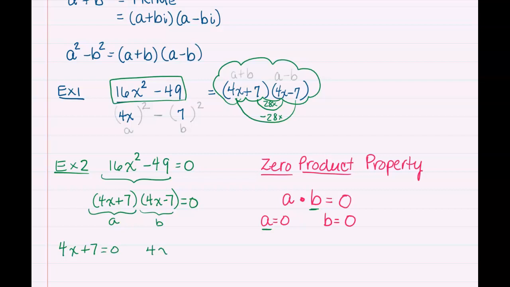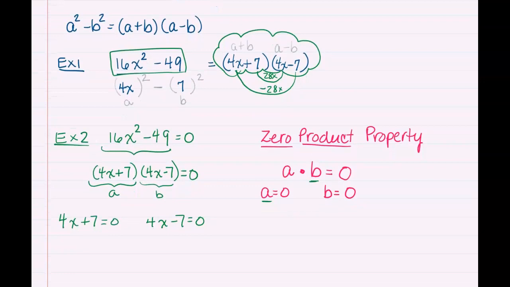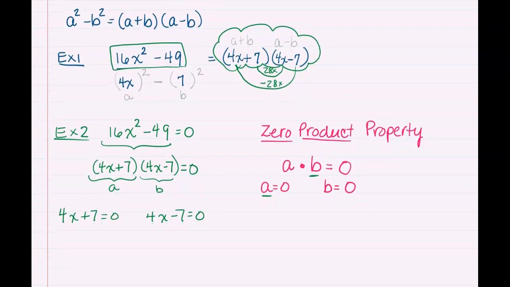4x minus 7 is equal to 0. Then we have two linear equations that we need to solve, so we're just going to solve them by subtracting 7 from both sides. And then we'll get 4x on the left, and on the right we'll get negative 7. We're going to divide both sides by 4, and we're going to find that x is equal to negative 7 over 4.